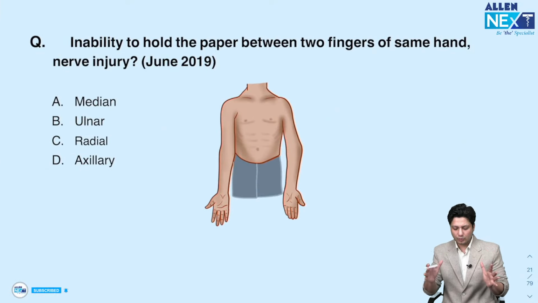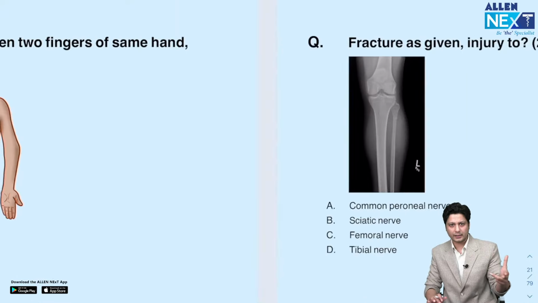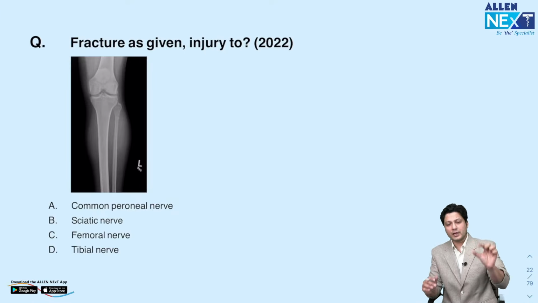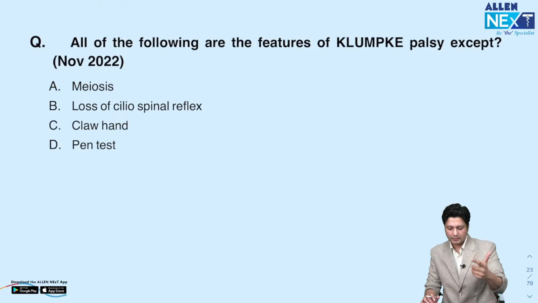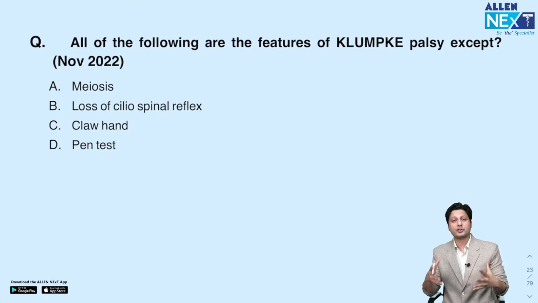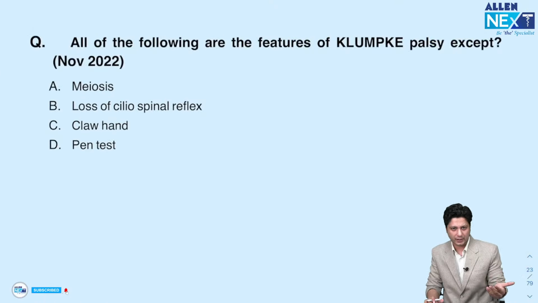Then there is a question which was asked like inability to hold the paper in between the 2 fingers in 2019. There was a question asked like if there is an injury, if there is a fracture of the proximal aspect of the fibula, then what it will result in. Then there was a question asked that all of the following are the features of the Klumpke's palsy except. So these were the questions asked.